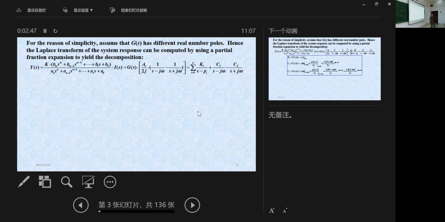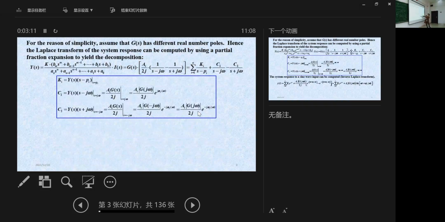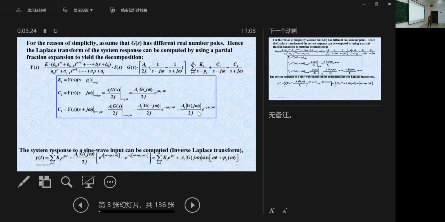The Laplace transform of the system response can be computed by using partial fraction expansion to yield the decomposition. Here, G(s) times the input, we can expand by using partial fraction expansion. Remember, j omega is the pole here, and you can eliminate this, and you can get K1, K2.